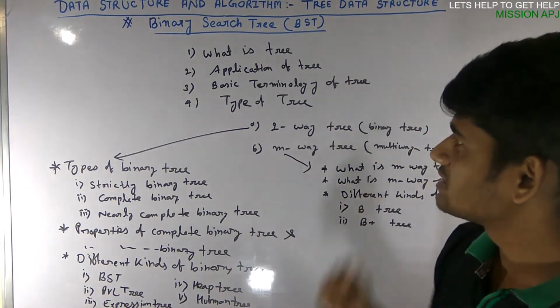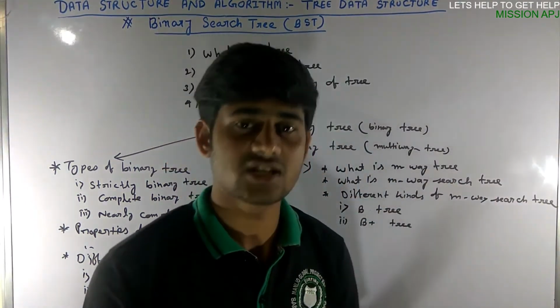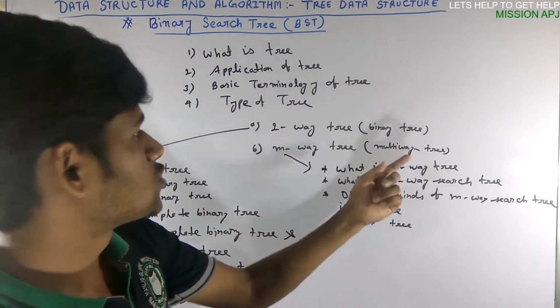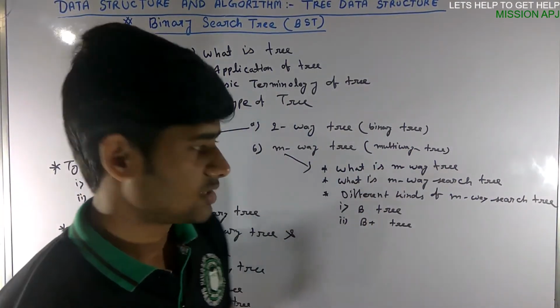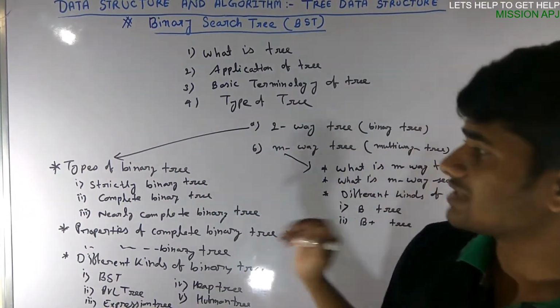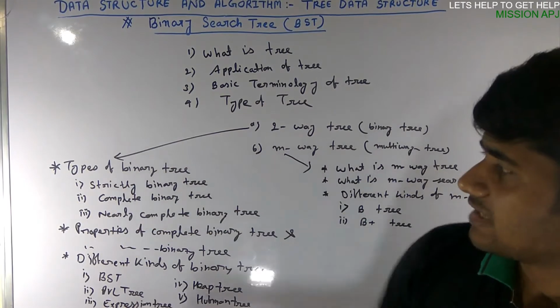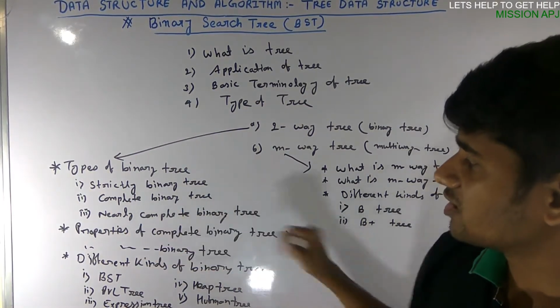Then we have discussed the types of tree. Basically, in general, a tree has two types. One is two-way tree, another is M-way tree. M-way tree is known as multi-way tree. In case of binary tree, we have discussed the types of binary tree, that is strictly binary tree, complete binary tree, and nearly complete binary tree.